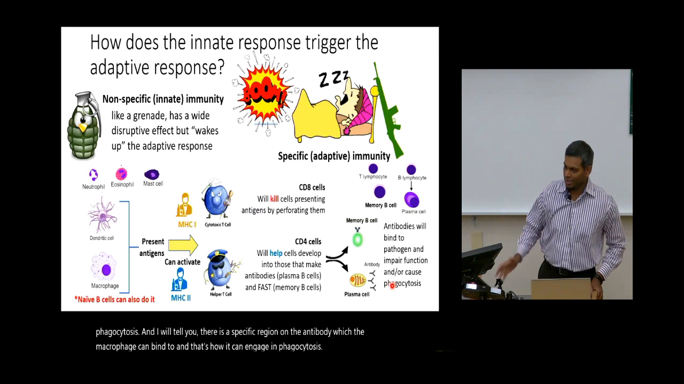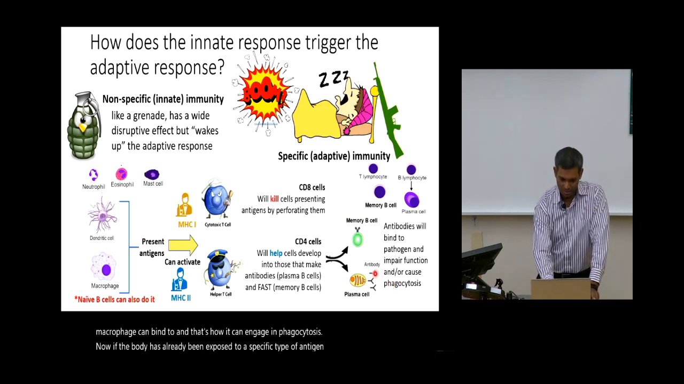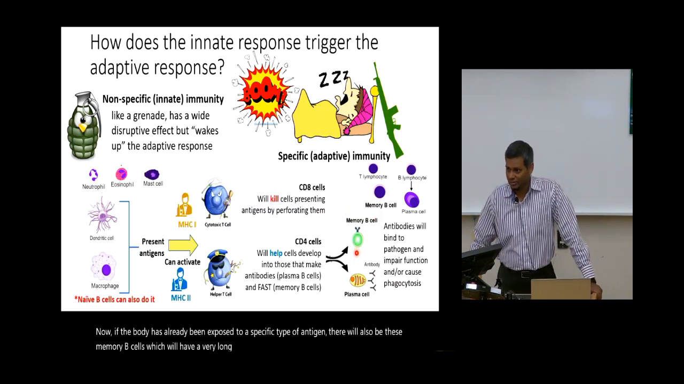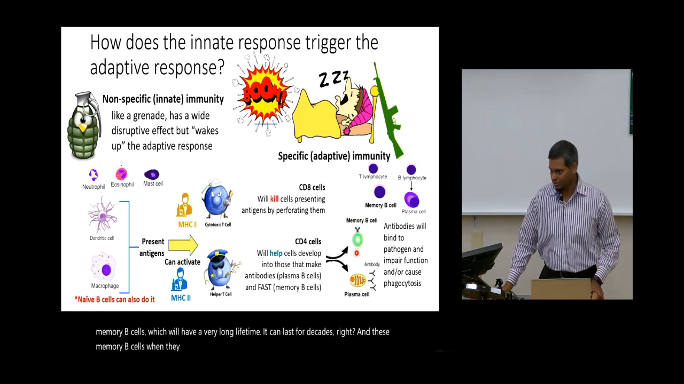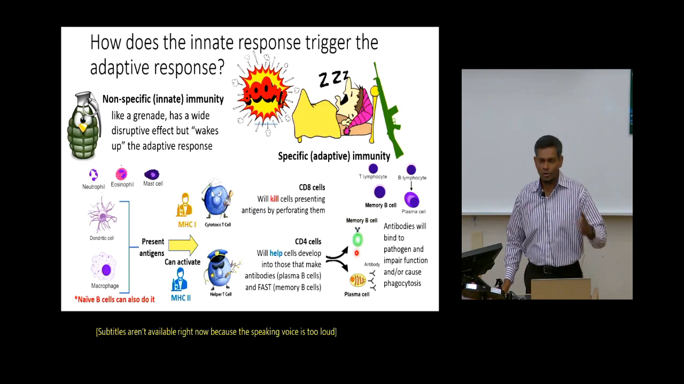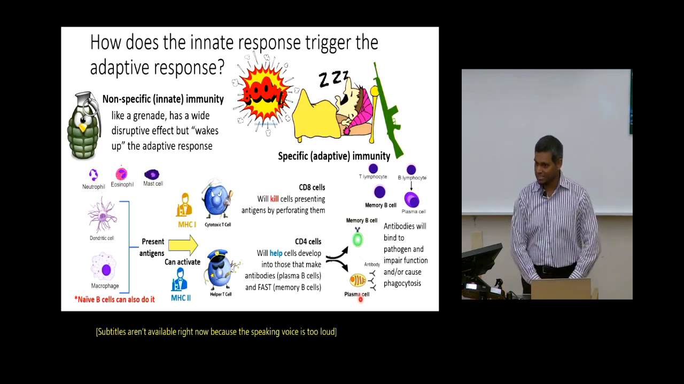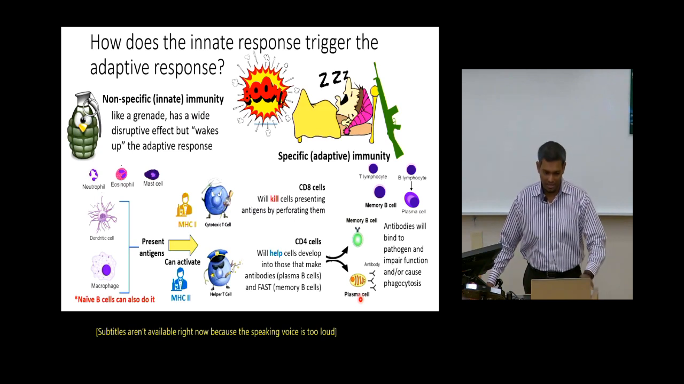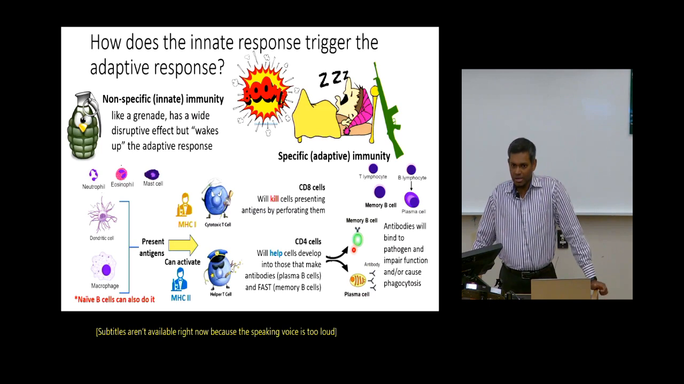Now, if the body has already been exposed to a specific type of antigen, there will also be these memory B cells which will have a very long lifetime. It can last for decades, right? And these memory B cells, when they encounter an antigen which they are familiar with, within 4 days, right, can start permitting more of these plasma B cells to be produced, and it can mount an immune response. And before any symptoms are noticeable, that pathogen can be dealt with, all because of these memory B cells.